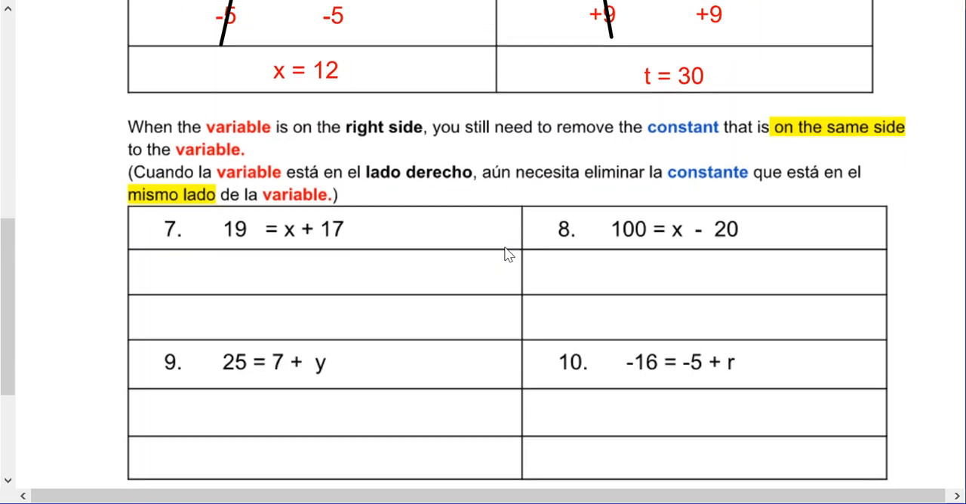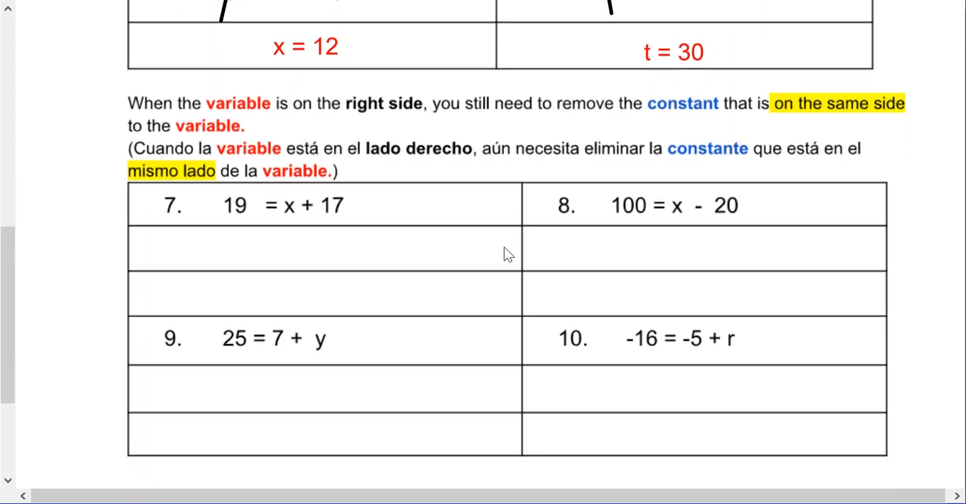Next, when the variable is on the right side, you still need to remove the constant that is on the same side as the variable. So these are basically the same questions, but your variable is on the right side. So 19 equals x plus 17, which constant is next to the variable x? It is 17. To get rid of plus 17, you have to do minus 17.